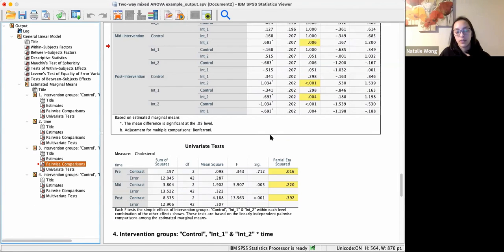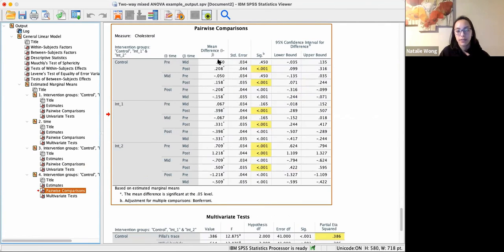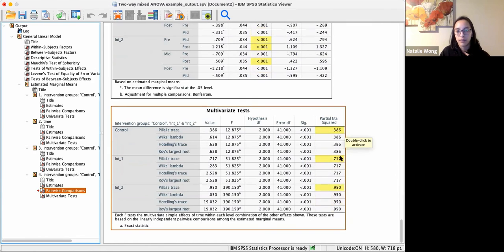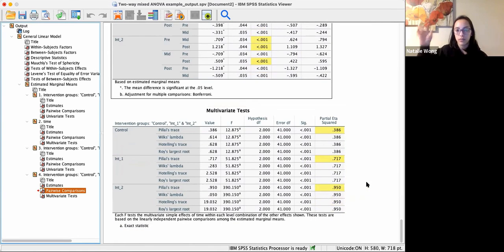Same thing goes for the last set of pairwise comparisons for the interaction, where we looked at differences between time points within each exercise program. Since each of these groups had significant pairs, we would end up reporting the effect sizes for each of those exercise groups. Okay.